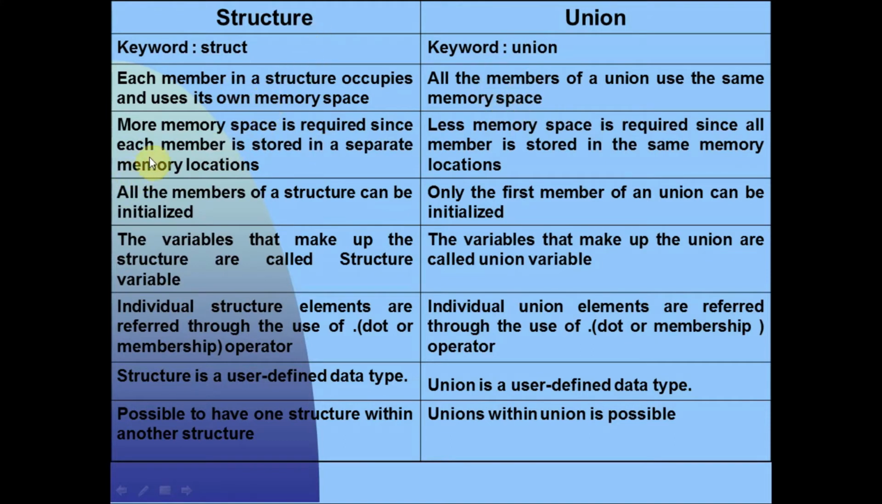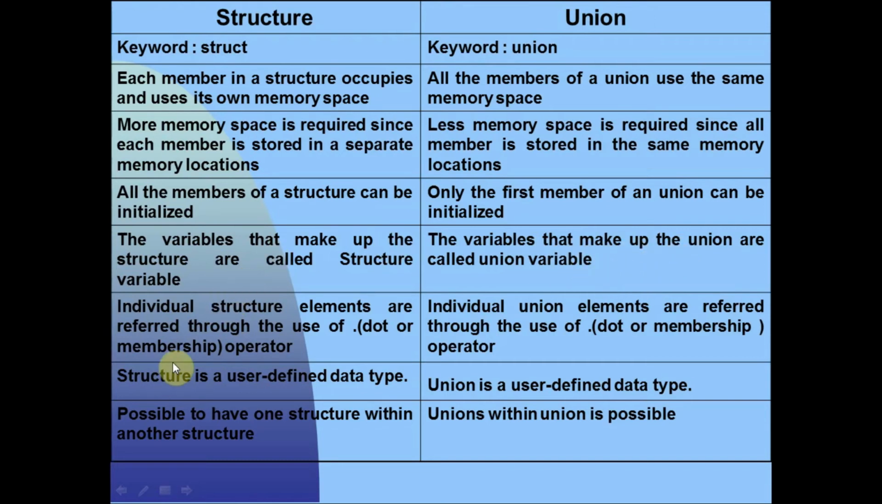Then structure: more memory space is required since each member is stored in a separate memory location. Union: less memory space is required since all members are stored in the same memory location. Then structure: all the members of a structure can be initialized. Union: only the first member of a union can be initialized. Then structure: the variables that make up the structure are called structure variables. Union: the variables that make up the union are called union variables.